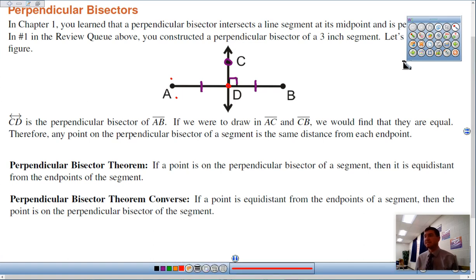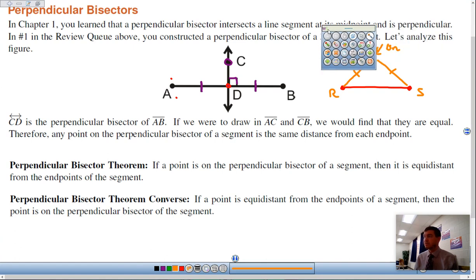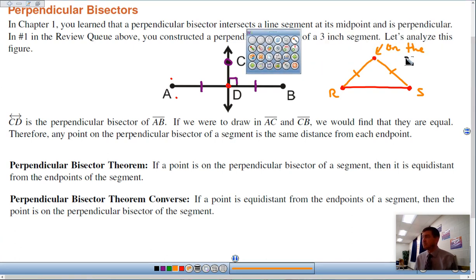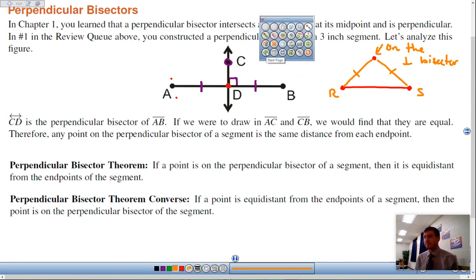The converse of that is that if a point is equidistant from both endpoints of a segment, so let's say here's a segment, and I told you that this point was the same distance from R as it was S, then I know that this is on the perpendicular bisector. That's what the converse is stating. Okay, so that's really just an isosceles triangle when you look at it that way.